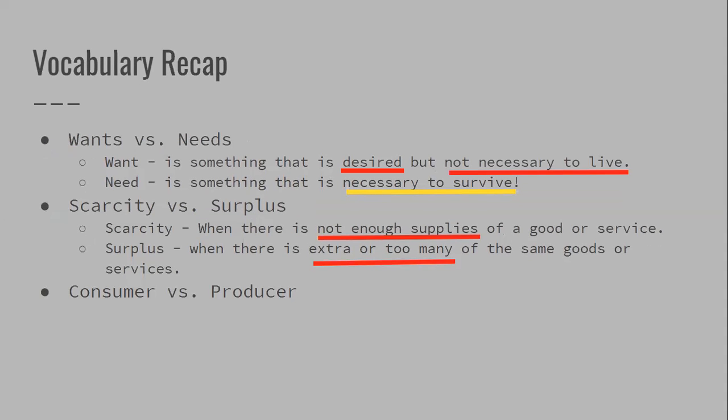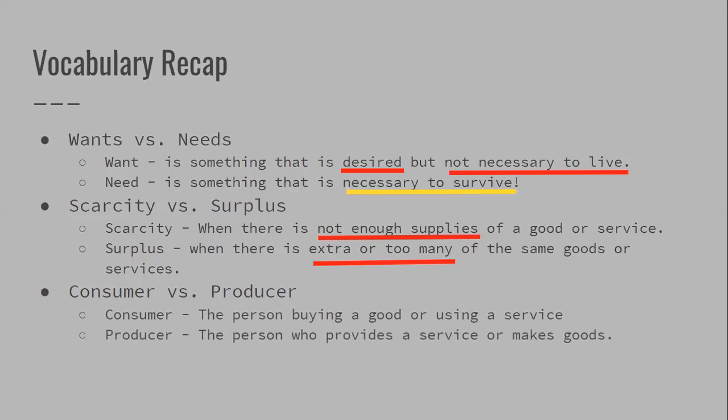We then talked about consumer versus producer. A consumer is the person buying a good or using a service. So if you go to the grocery store and buy some milk, you're a consumer of buying the milk or drinking the milk. A producer is the person who provides a service or makes a good. So a farmer is considered a producer because he makes milk.